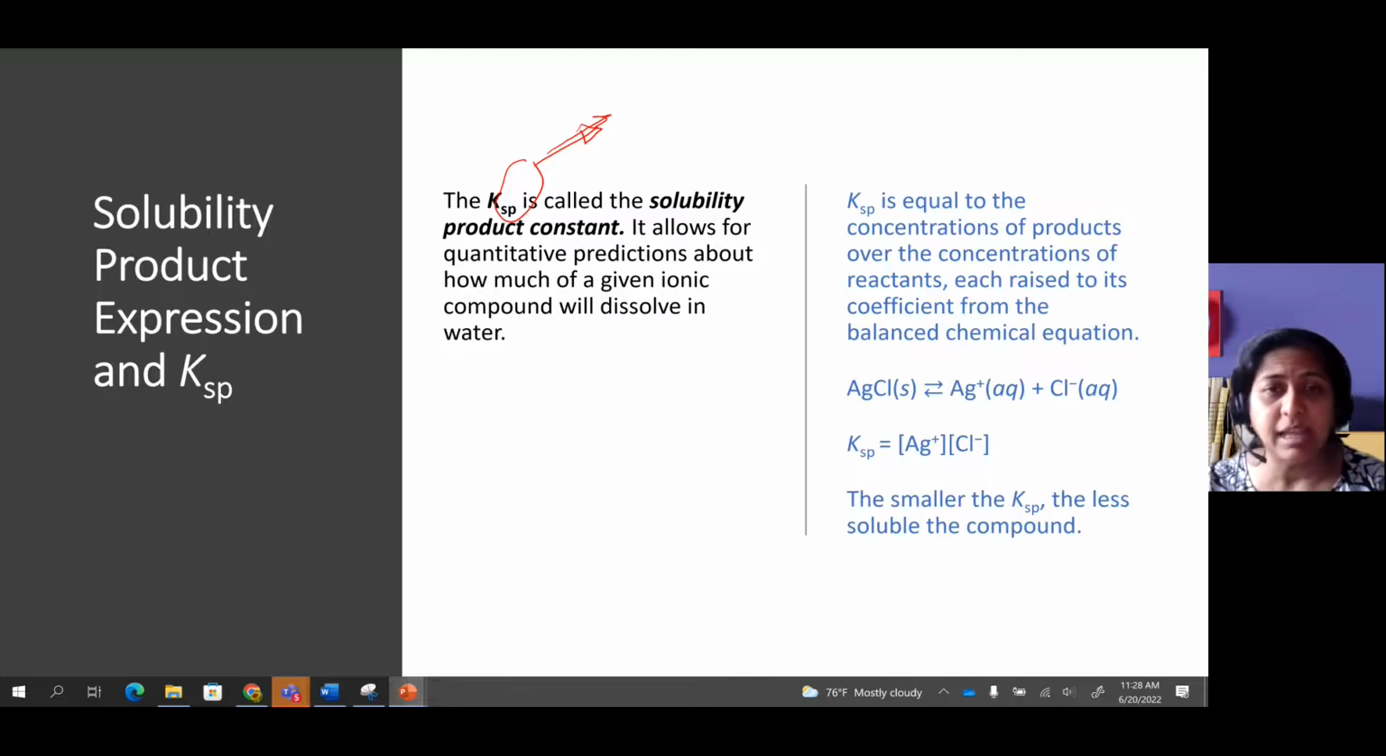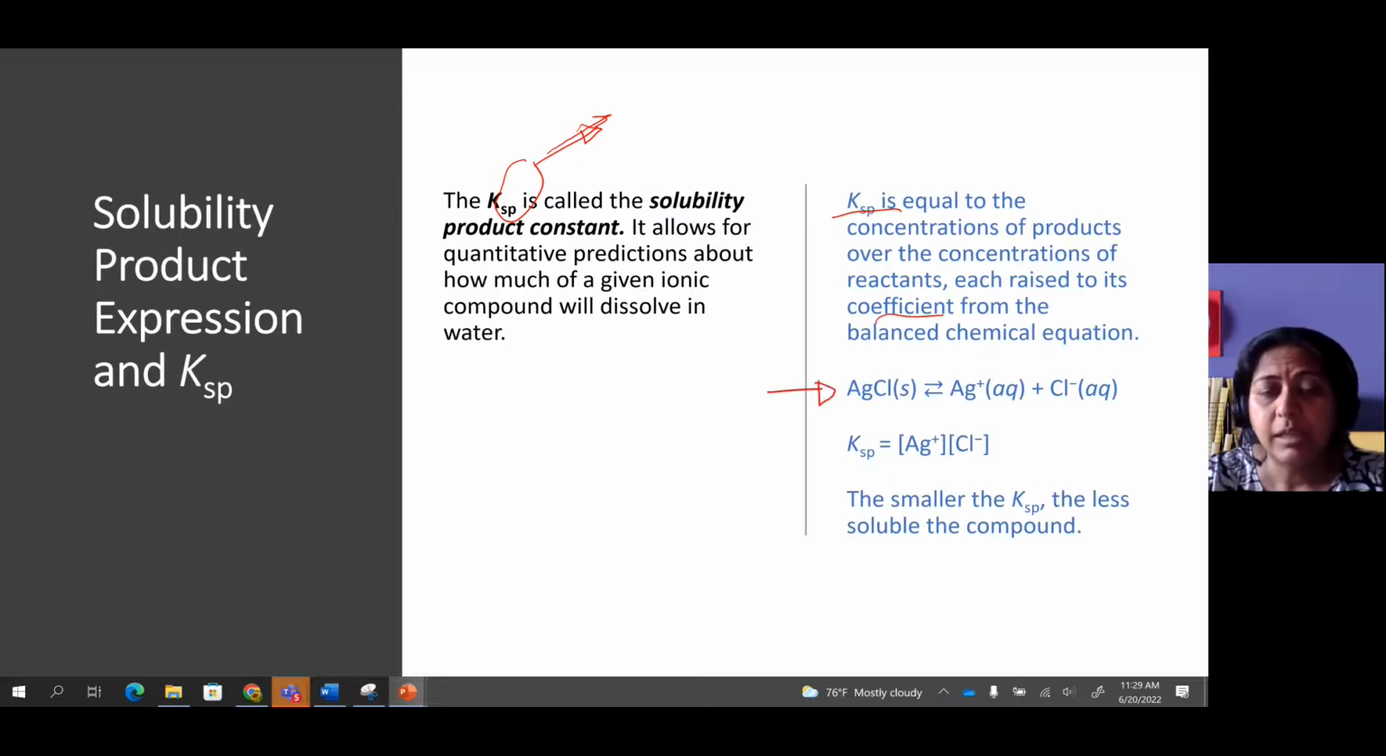So let's see how we can calculate this Ksp. Ksp is an equilibrium constant. Just like how we calculated the equilibrium constants under the equilibrium chapter, the same theory applies here. So Ksp equals the multiplication of the concentrations of the products over the multiplication of the concentrations of the reactants, raised to their coefficients from the balanced chemical equation.